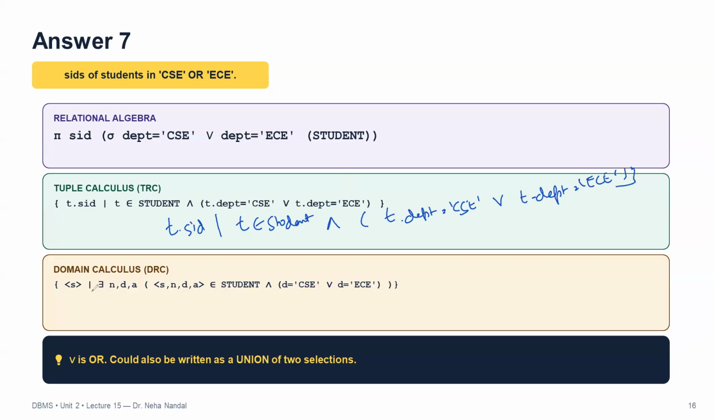In the same way, you will do it in domain relational calculus. First, you will give the column which you want to display, that is SID. We have given it the name S. Then you have to bind the other pending columns with there exists, and DA is pending. Then you will give S and DA belongs to student, and then the other condition D, that is department. Department is either CSE or department is ECE. Because here we utilize only one table, so I hope you can do it by yourself.